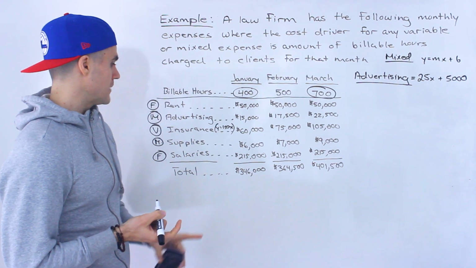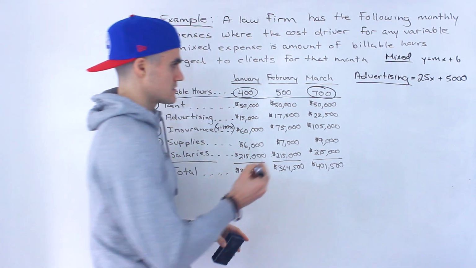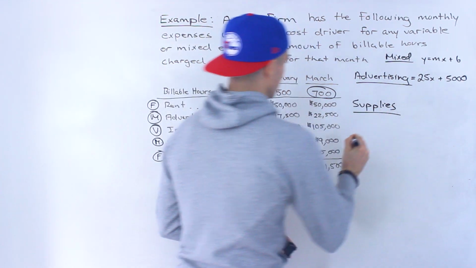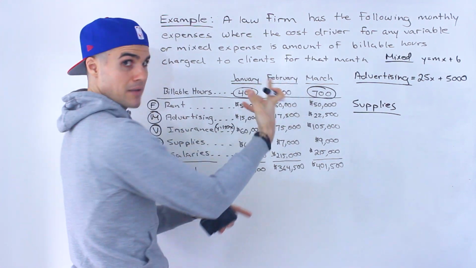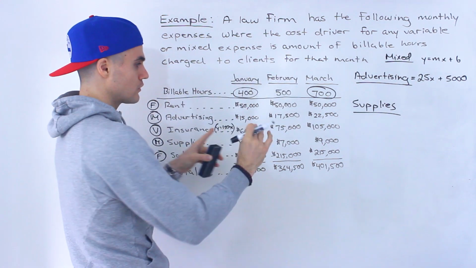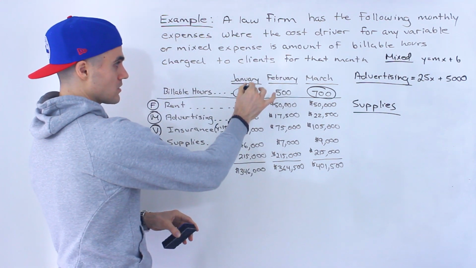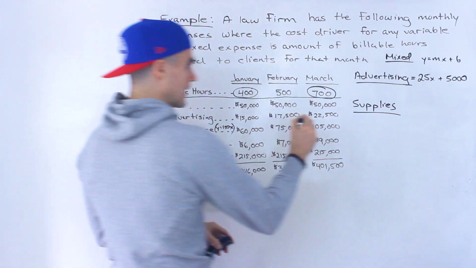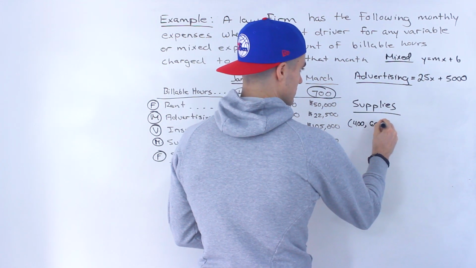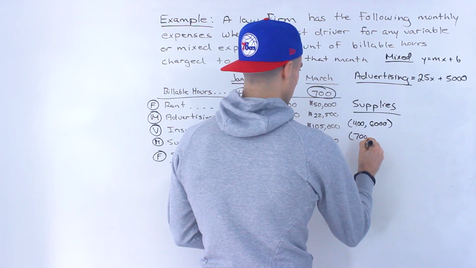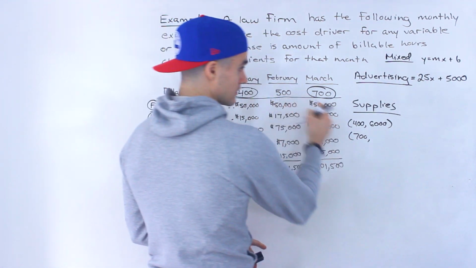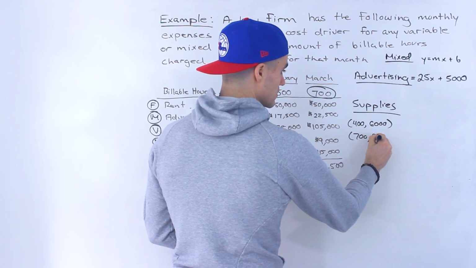Now, the remaining mixed expense is the supplies. So let's work with supplies here. Exact same process. We're going to be using the exact same months because the high-low method depends on the highest and lowest amounts of the cost driver, not the cost, right? So we're still using January, still using March, but now the coordinates we're going to be using are 400 and 6,000 and 700 and 9,000. That's what the supplies was at that amount of billable hours.